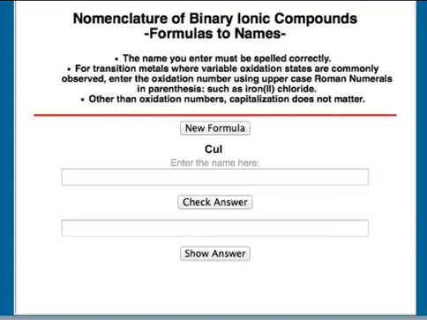Copper is a transition metal. If it's a transition metal, you're going to have to put the oxidation number in, because they can be all over the place. Iodine is group 7, isn't it? So what kind of an anion is that? That's a -1. Therefore, the copper must be +1. And how do we write this? Copper(I) iodide.